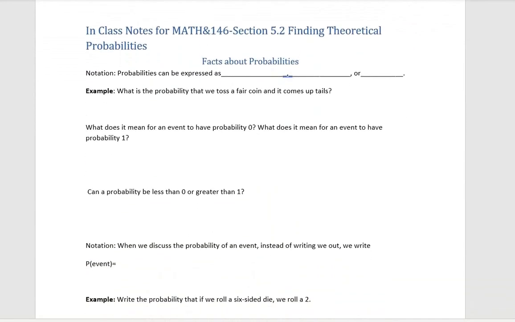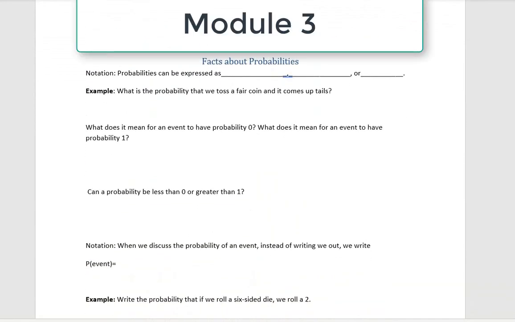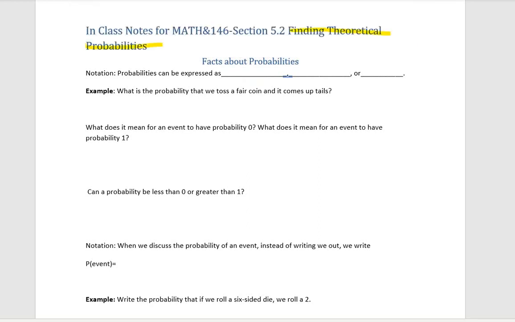Alright, now we're going to go into section 5.2, which is going to be talking about how to find these theoretical probabilities. So just using math. So first, note that probabilities can be expressed as a fraction, a decimal, or a percentage. Okay. So for example, if we want to know the probability that we toss a fair coin and it comes up tails, we could either write it as 1 in 2, 0.5, or 50%. All of those are great.